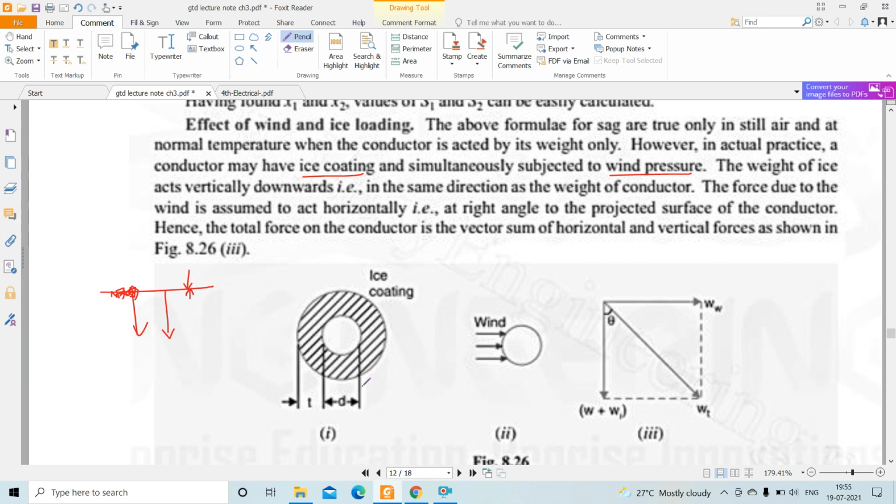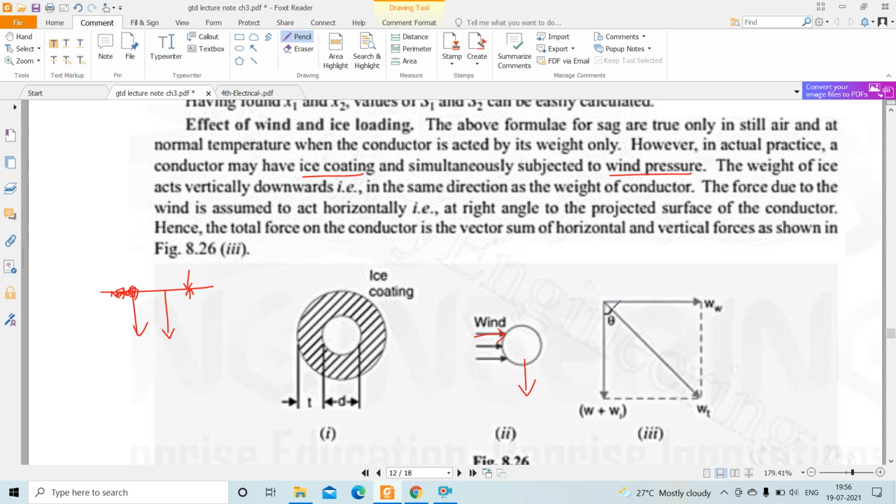If this is a cross section of a conductor, the weight of the ice and the weight of the conductor act downward, and the force of the wind acts horizontally, at right angle to the projected surface of the conductor. These two are at right angles with each other. So the total force on the conductor is the vector sum of the horizontal and vertical forces.